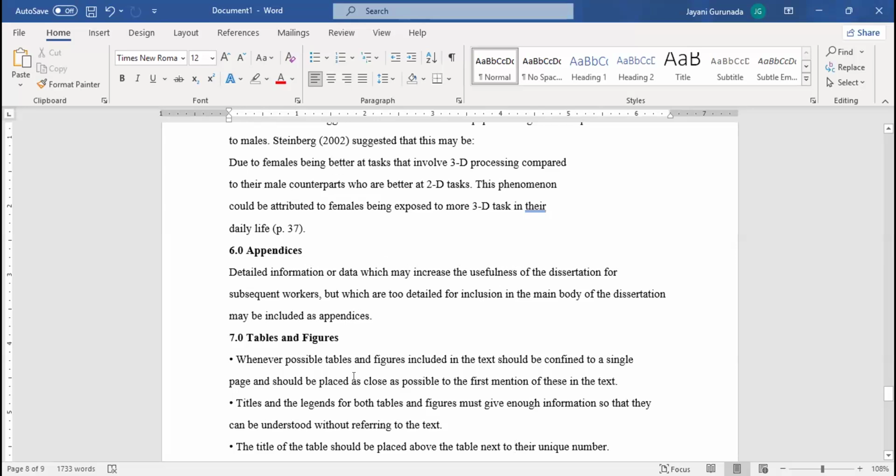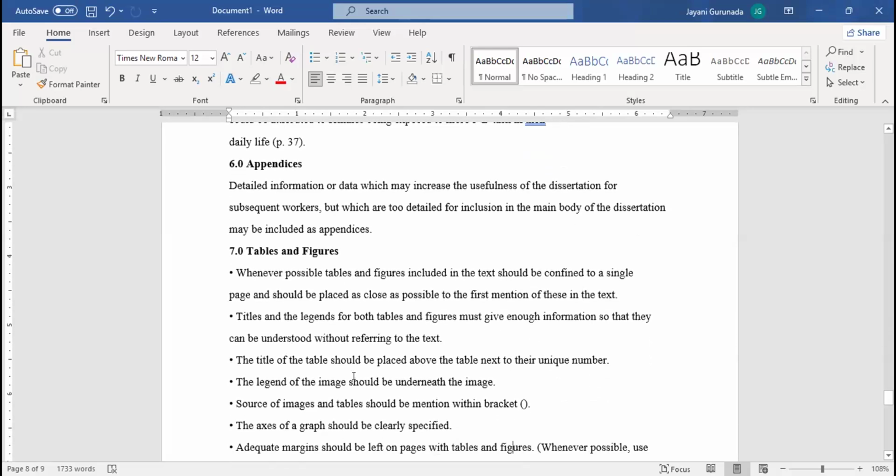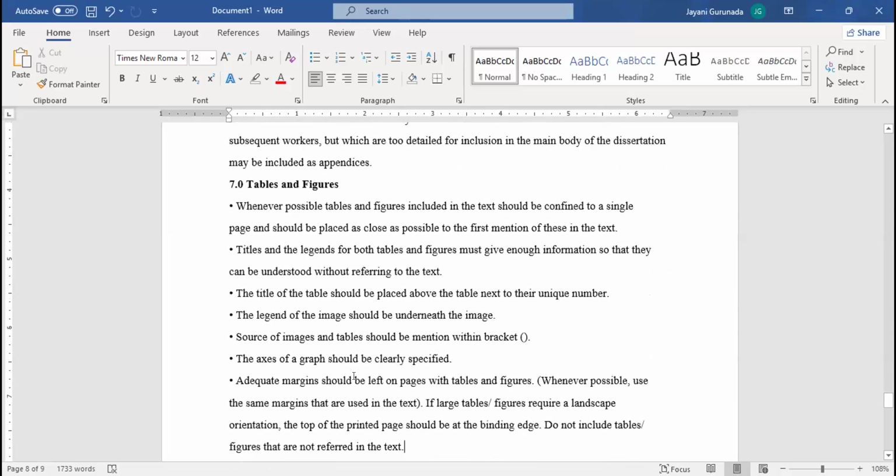Then tables and figures. Whenever possible, tables and figures included in the text should be confined to a single page. අපි කලින් ගත්තනේ tables and figures, right? Should be placed as close as possible to the first mention of this in the text. The title and the legends of both tables and figures must give enough information so that they can be understood without referring to the text.